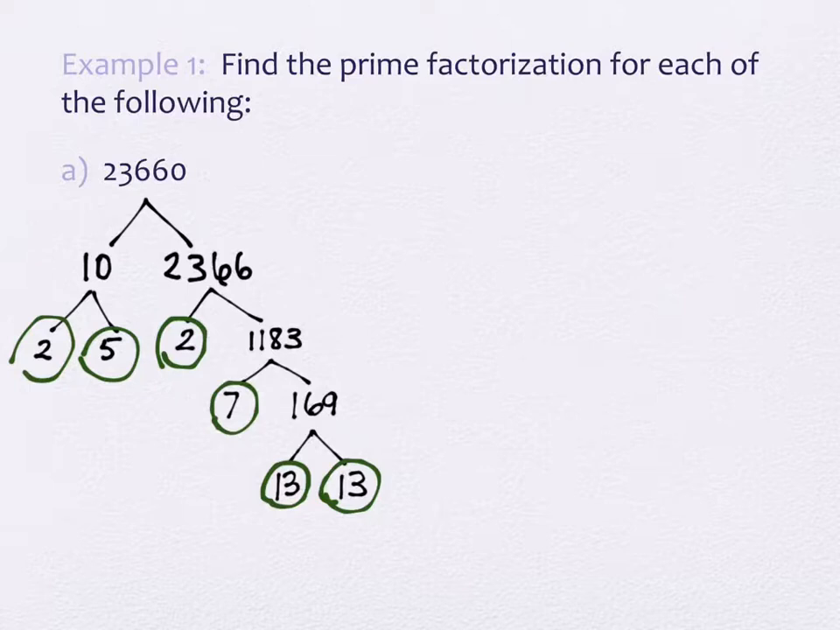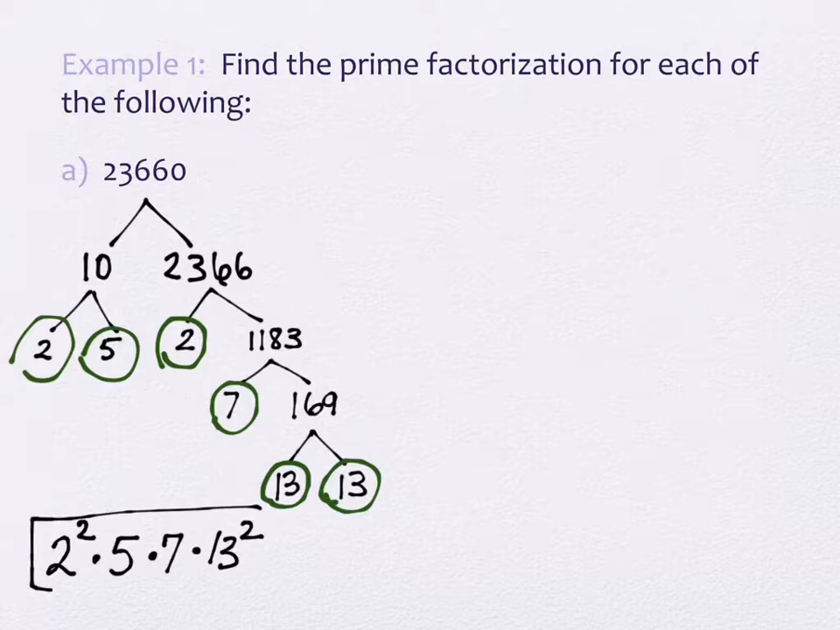Usually, we would write the smallest one first. You don't have to, but it's a common thing to do. And how many 2's are there? There are 2, so I can write it as 2 squared. What's the next smallest prime number? 5. And how many 5's are there? Just 1. What's the next prime number? 7. And how many of those are there? Just 1. And then my last prime number is 13, and there are 2 of those. This is the prime factorization, which is unique for the number 23,660.